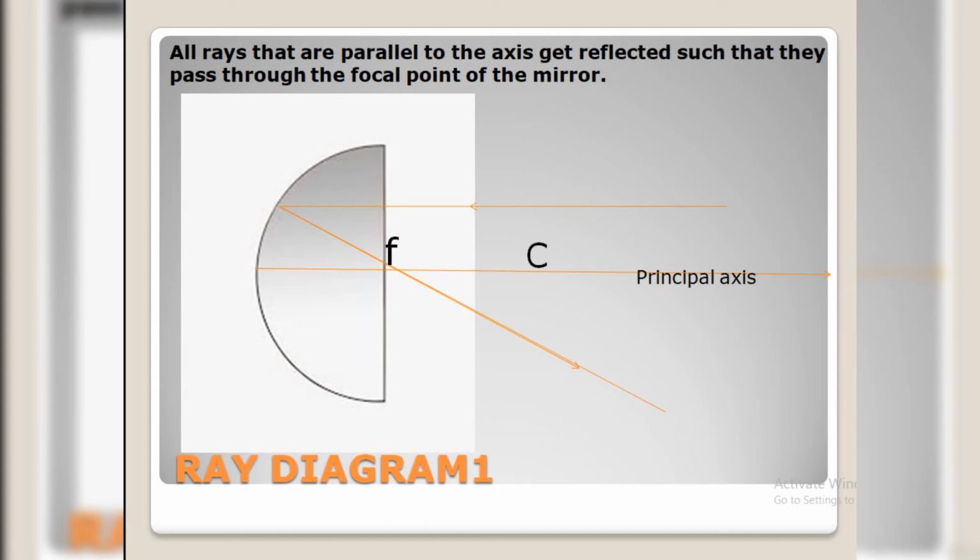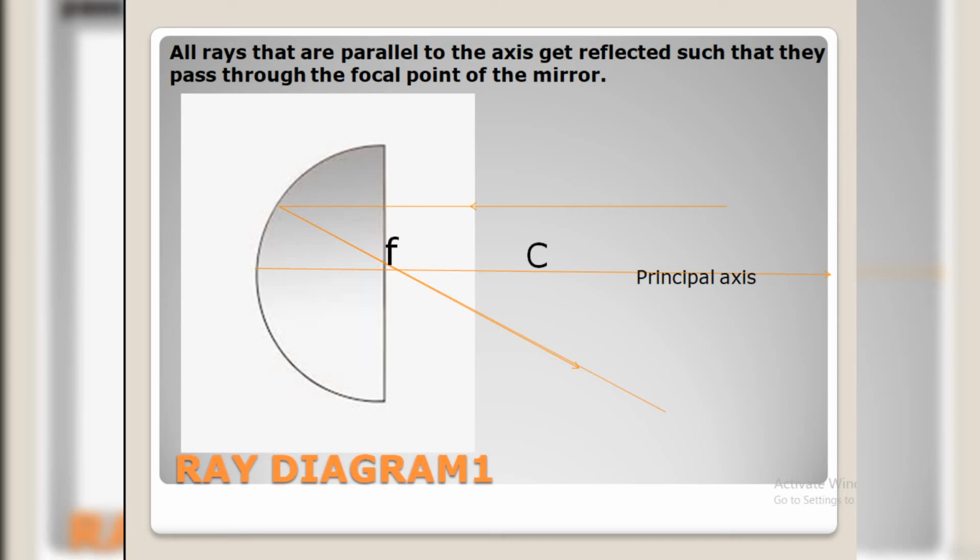All the rays that are parallel to the principal axis always converge towards a particular point, that is called focus. Here all the parallel lines will reflect towards the focus. That is the first. All the rays parallel to the principal axis get reflected such that they pass through the focal point of the mirror. This is the first ray diagram, sir.